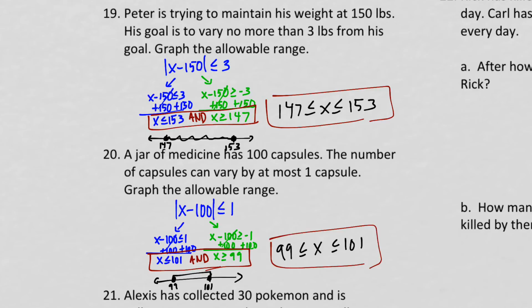Which is my answer that I got by solving this inequality right here, x minus 100, and then this number is what it can vary by. It can vary by at most 1 capsule. So we want 100, but it can vary by 1. So x is less than or equal to 101, x is greater than or equal to 99. So between 99 and 101 is the allowed range for these jars of capsules.